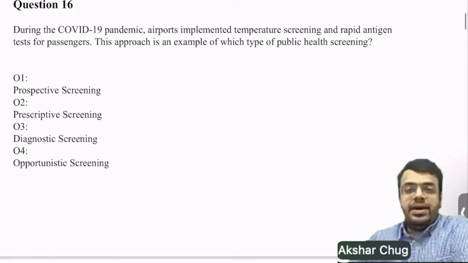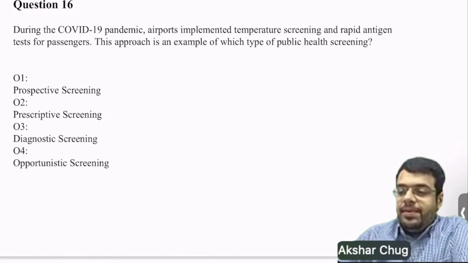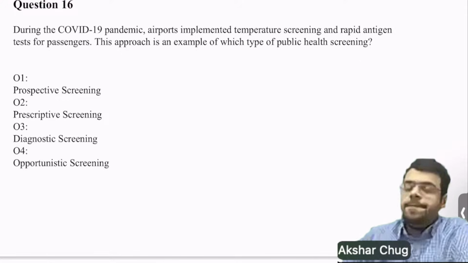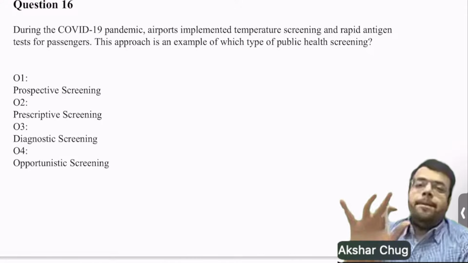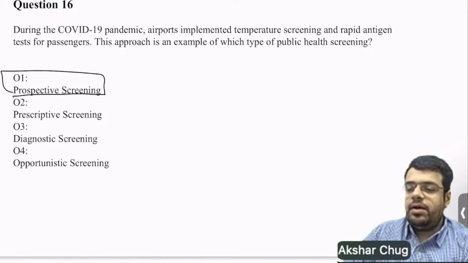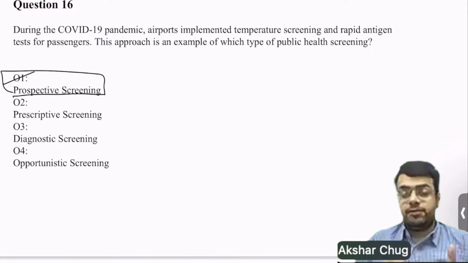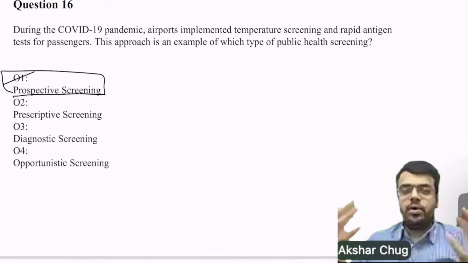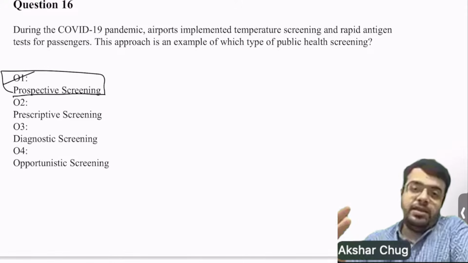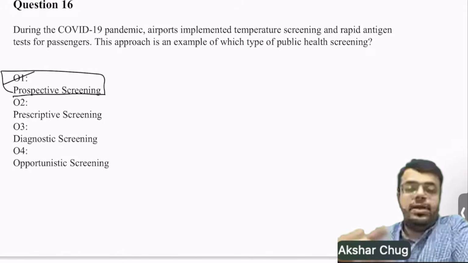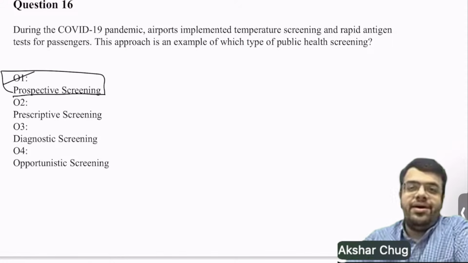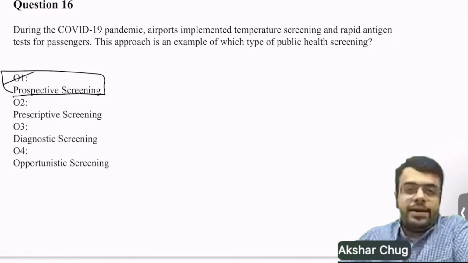Moving on to the next question. During the COVID-19 pandemic, airports implemented temperature screening and rapid antigen tests for passengers. This approach is an example of which type of public health screening? This is the textbook definition of prospective screening. In prospective screening, the patient is not screened for himself or herself, but to prevent the transmission of the disease to others. Another very good example is screening blood in the blood bank for HIV, syphilis, RPR, and other reagents like malaria. So the answer would be prospective screening.